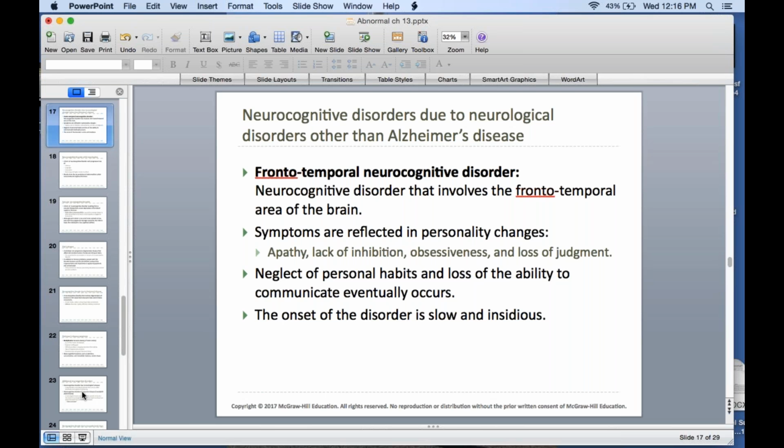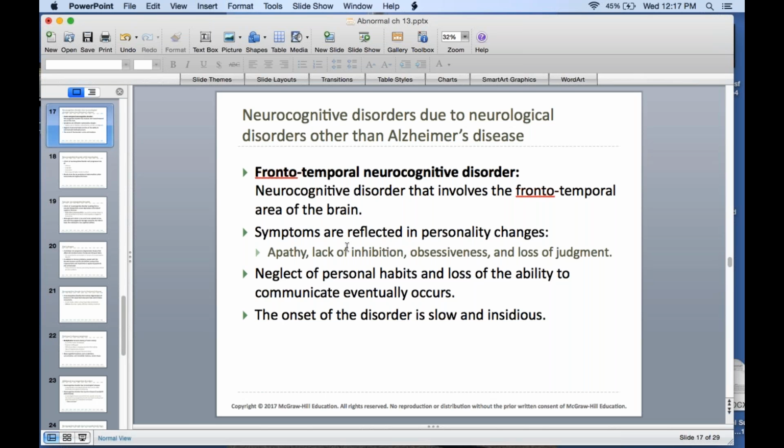Now, neurocognitive disorders due to neurological disorders other than Alzheimer's disease. Okay, so we're moving on from Alzheimer's. We've talked about it. These are a few different ones, and I do want you to know a little bit about the differences between these issues. First we have frontotemporal neurocognitive disorder. If you think about the brain and where the temporal lobe is, we're talking about the front of the temporal lobe.